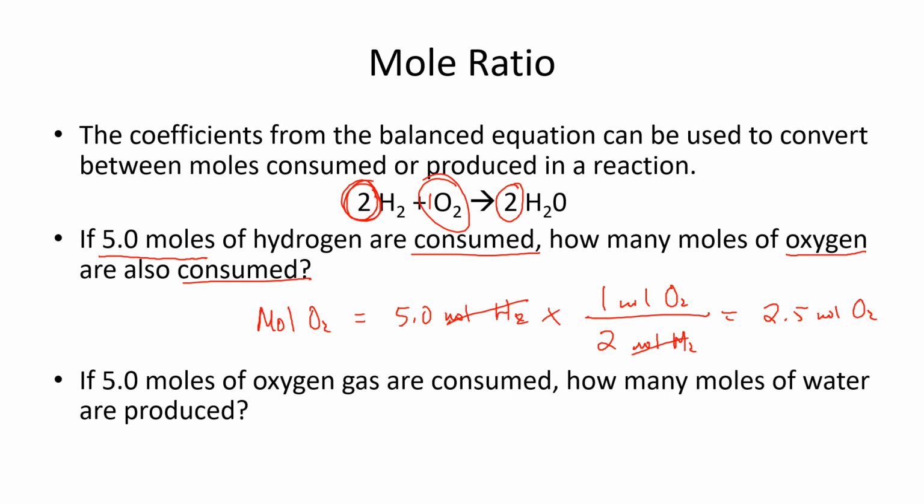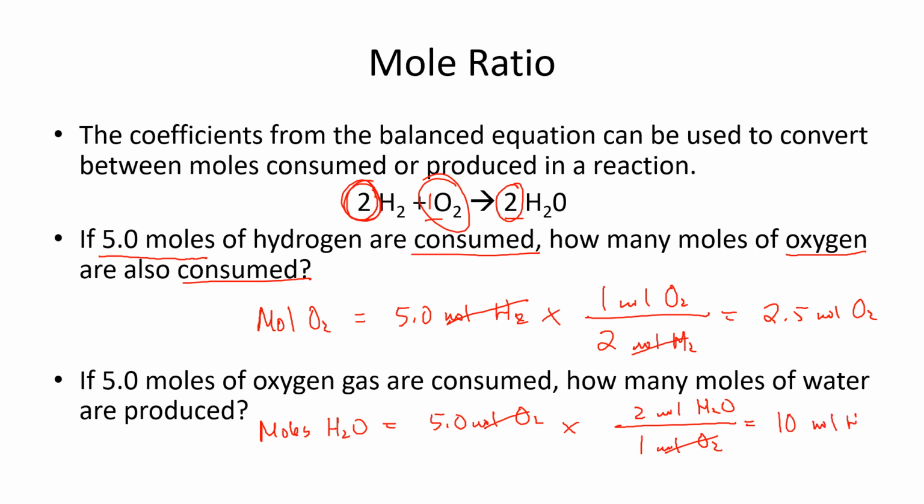It works the same way when you work across the equation as well. Hydrogen and oxygen are both reactants, but it works as well when you're talking about products. So it says if 5 moles of oxygen are consumed, how many moles of water are produced? So we're looking for moles of water produced, and we are starting with 5 moles of oxygen this time. And so again, you just use that coefficient ratio from the balanced equation. We're going to have 1 mole of oxygen to 2 moles of water, and those quantities will cancel out, and we'll end up with 10 moles of water.